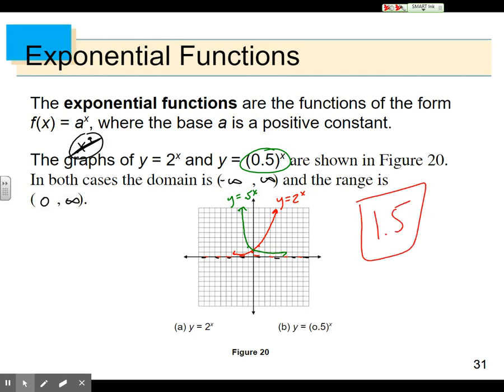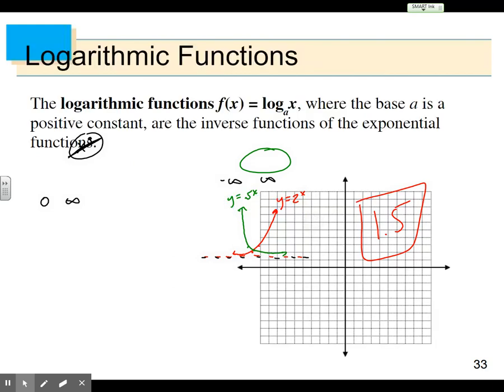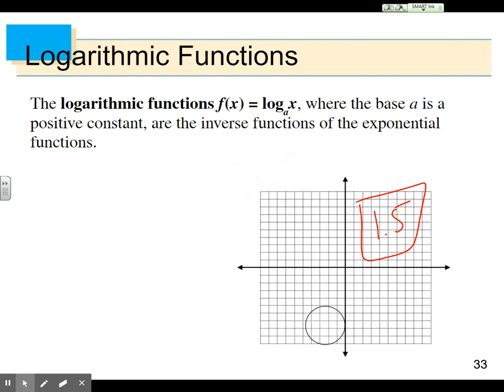Section 1.5. We'll do that in a couple weeks. I'm going to go into this in much more detail. Okay? Log functions. Log functions I'm not going to go in very much detail with either. I want you to be able to recognize them right now. It's pretty easy to recognize because it has the word log written in it.